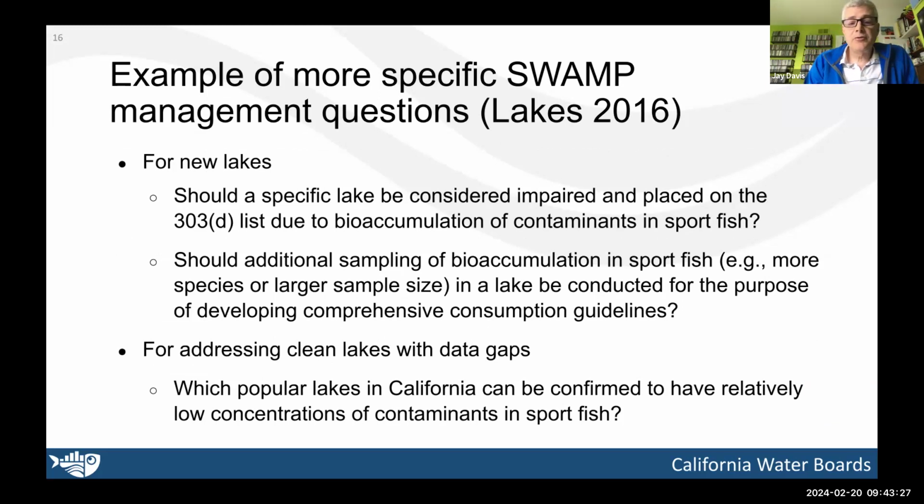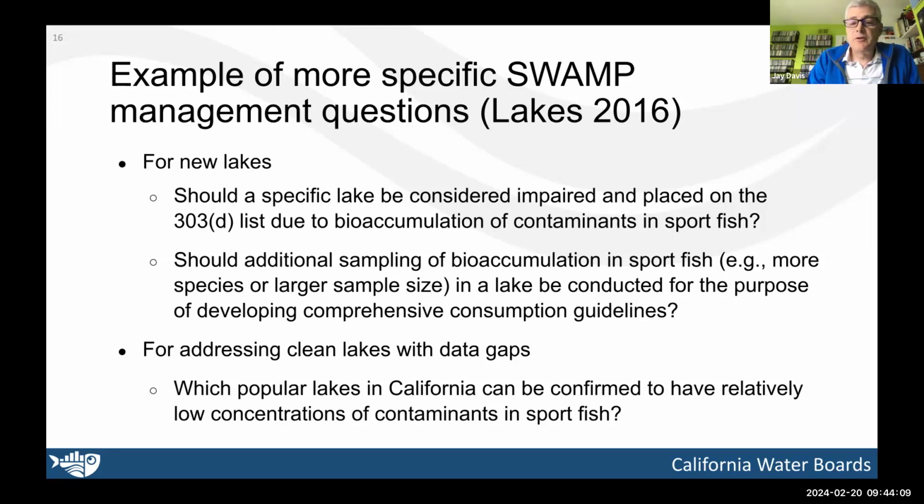So for the new lakes, the questions were, and these are more specific and more directly answerable: should a specific lake be considered impaired and placed on the 303(d) list? The second question was, should additional sampling of bioaccumulation be conducted to support consumption guidelines? Because the basic design we use for a new lake doesn't usually generate enough data for an advisory or cover enough species, and Wes will explain that in detail later.